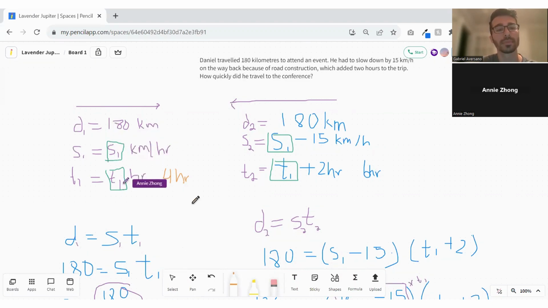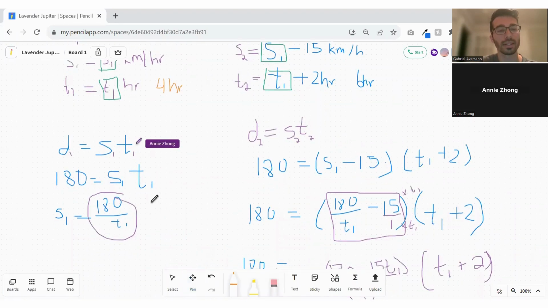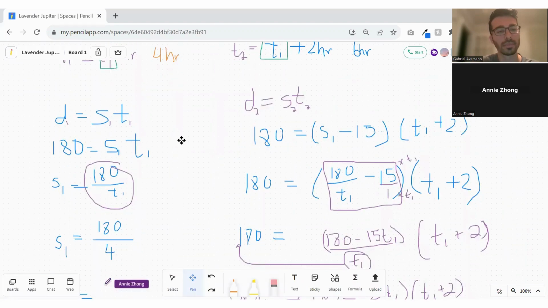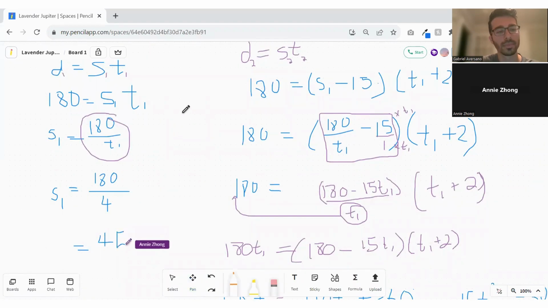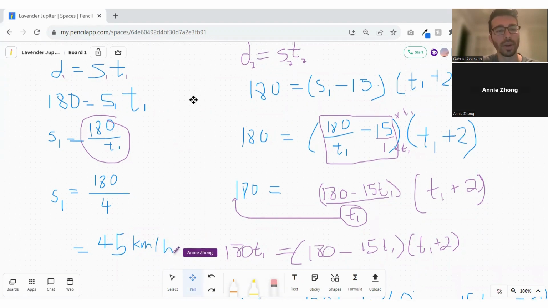So we can find speed. We can substitute it into the distance speed time formula. Exactly. And then basically find this S1. Yeah. So basically this one here, because you're already isolated, I can take 180 divided by 4. And then solving that, it would be 45. Yeah, 45. And then speed is in kilometers per hour. Perfect. So 45 kilometers an hour.